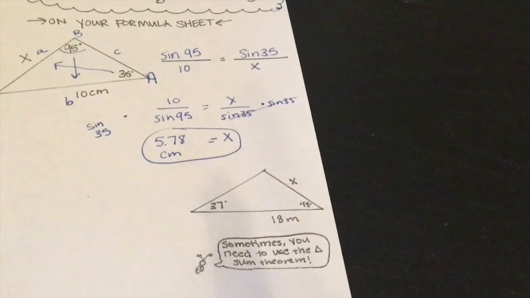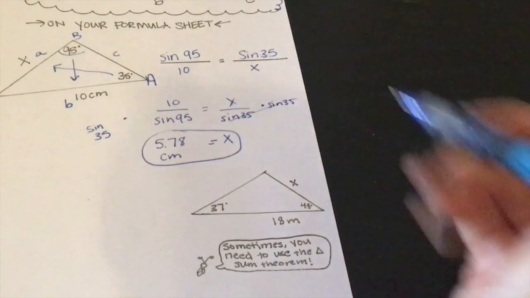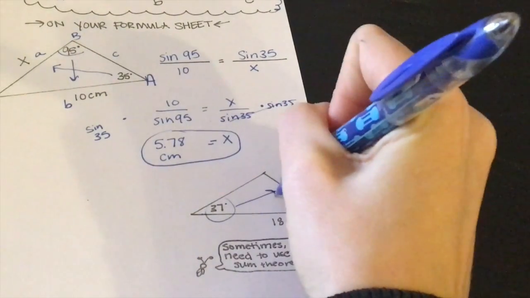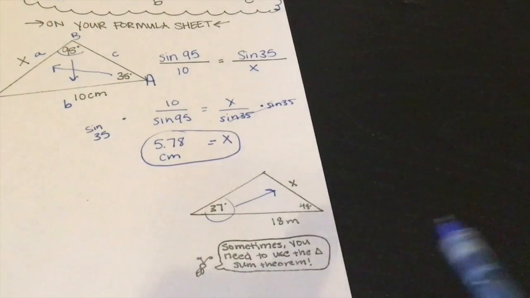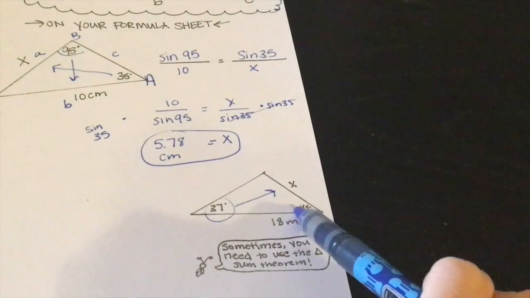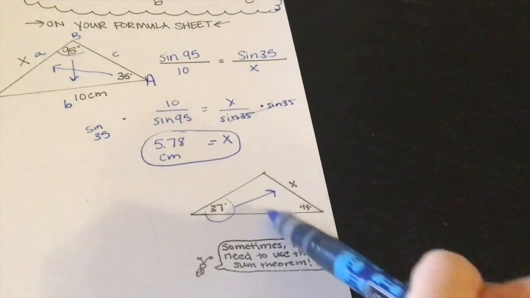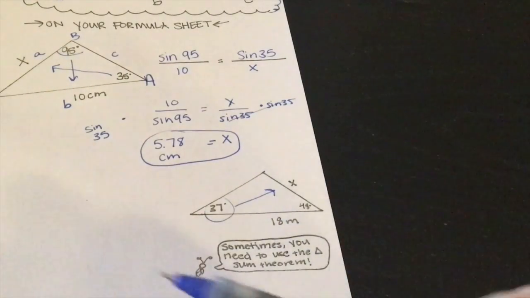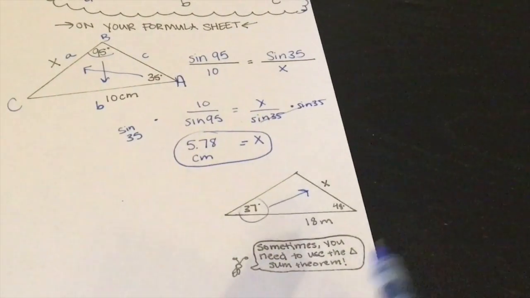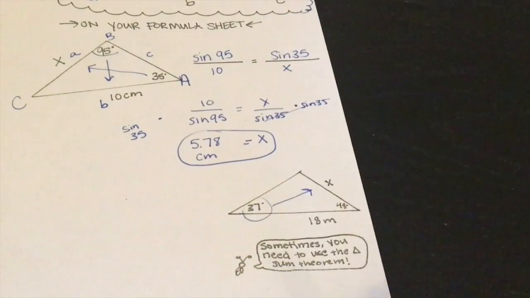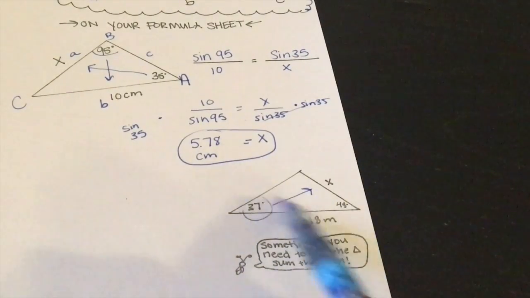Down here, you can see another example where I have 37 and its opposite side, which is x. And then I have 48, but its opposite side is blank. And then the angle that's opposite 18 is also blank. But do not fear, you can actually still use this, just sometimes you need to use the triangle sum theorem to get your opposite angle.